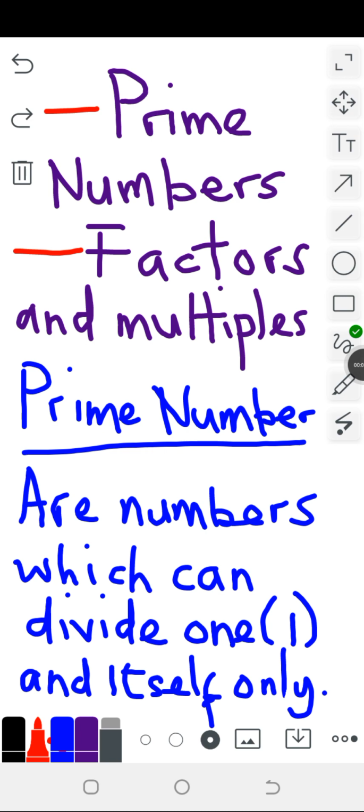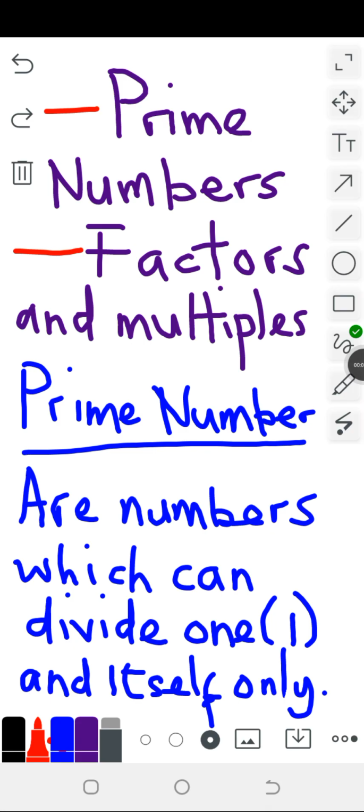That is, when we have a particular number, specifically natural numbers, as I told you in our last class, that natural numbers are normal counting numbers which range from 1 to infinity. Now, when you have a natural number and such a number can divide just one and itself only, we refer to such a number as a prime number.